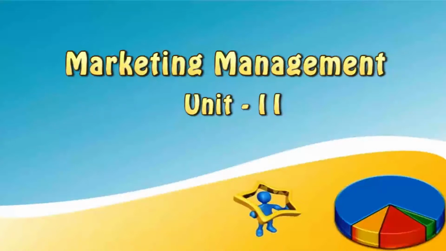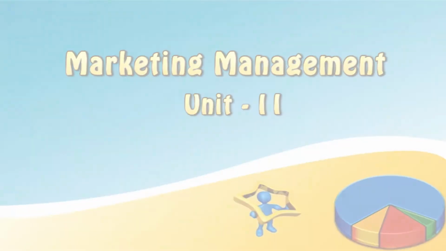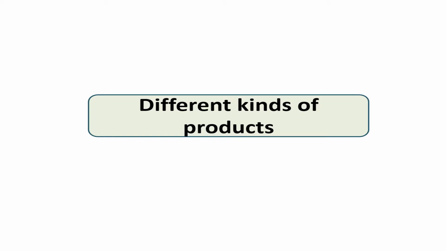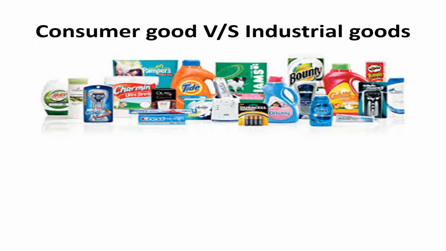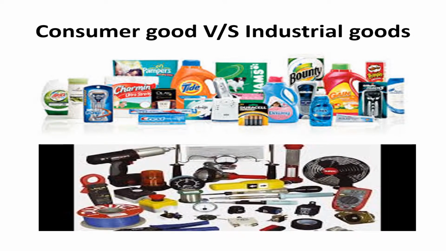Hi all. Today we are going to learn about different kinds of products that are sold and purchased in market. The two most commonly used methods of classifying products are: 1. Consumer goods versus industrial goods, and 2. Goods products, that is durable and non-durable, versus service products.